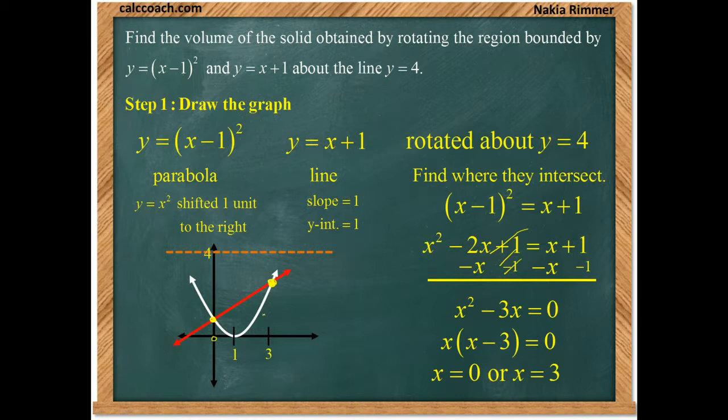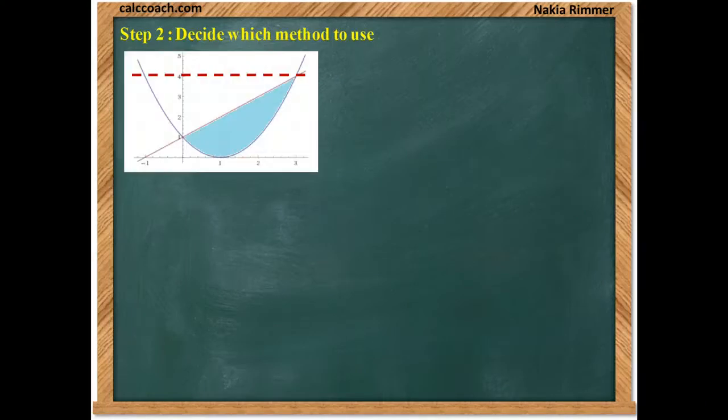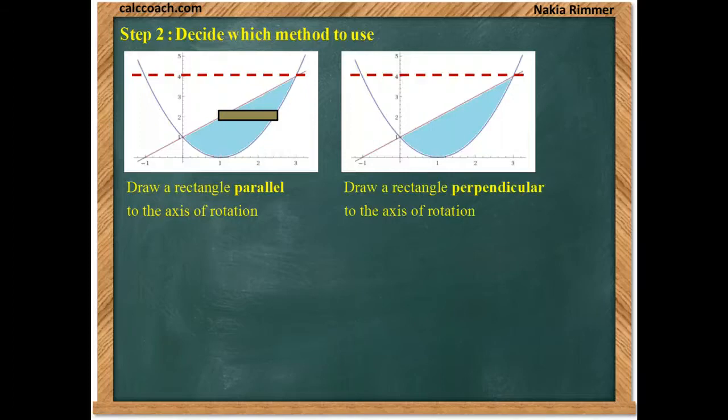Okay, we're ready. The second step will be to decide which method to choose. My recommendation is to have two drawings of the graph. One where you draw a rectangle that's parallel to the axis of rotation, and one where you draw a rectangle that's perpendicular to the axis of rotation. The parallel rectangle is shell method. The perpendicular rectangle is disc or washer, based on whether there's a gap between your region and your axis, and yes, we do have a gap.